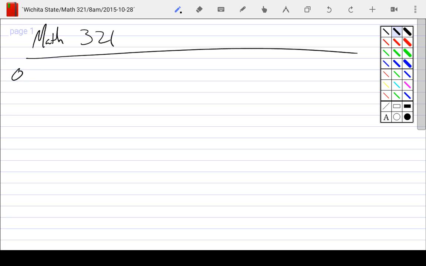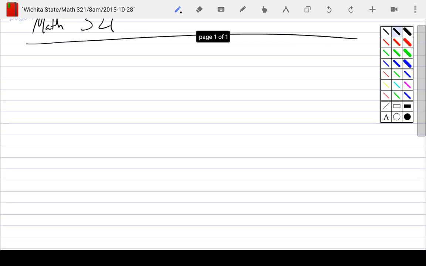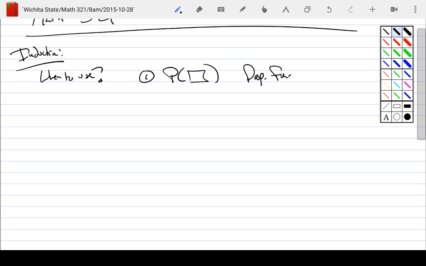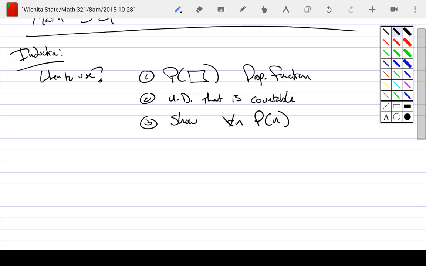All right, we're going to do lots of proofs. Yay. All right, induction, whether we call it weak or strong, really, for us, we would have to ask, when to use it. If you have one, your propositional function. Two, a universe of discourse that is countable. And three, you want to show that for all n, p of n. So for everything in the universe of discourse, something is true. And we can't do it.